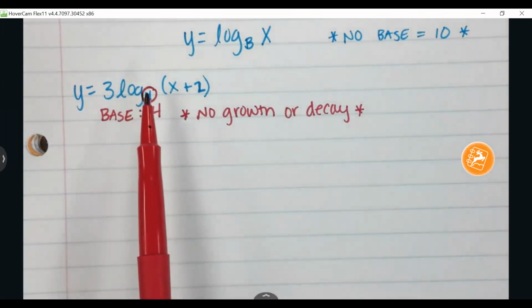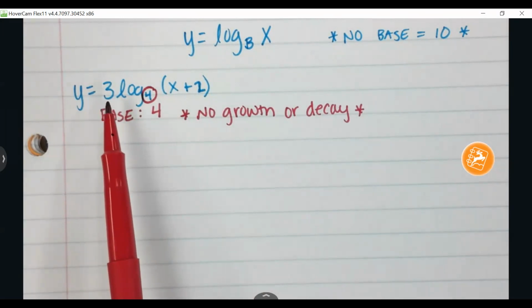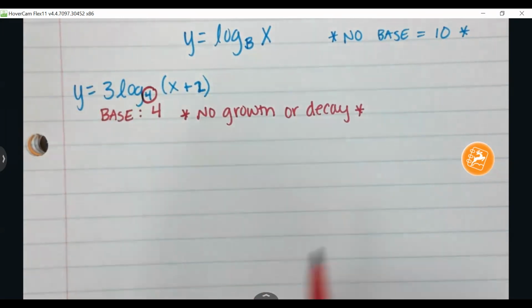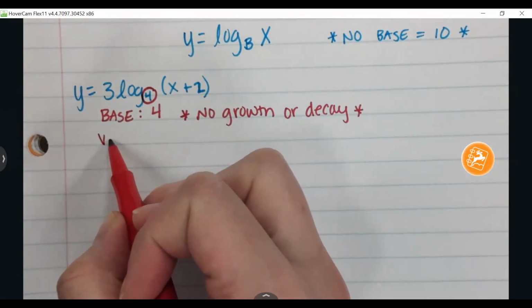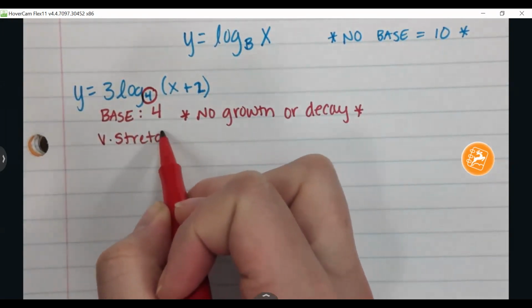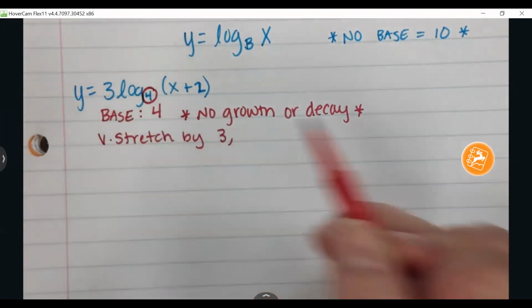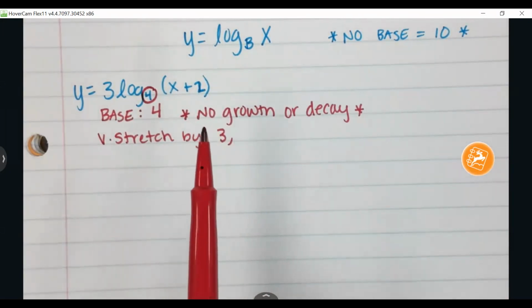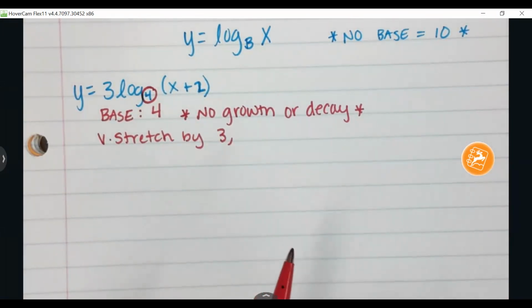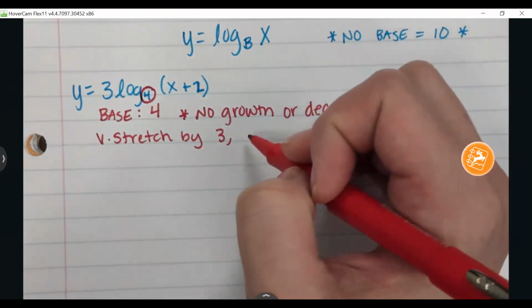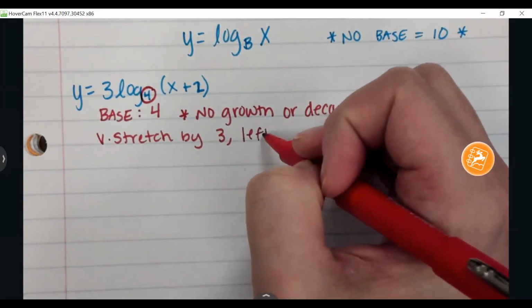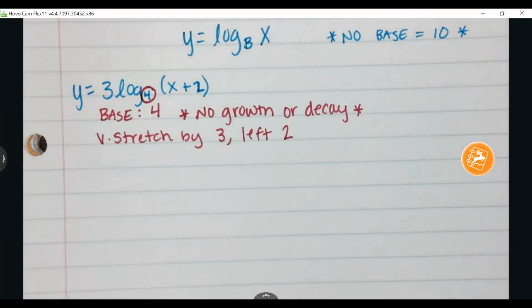Okay, let's talk about our transformations. I see a 3 in the very front. What does a 3 in the front mean? A vertical stretch by 3. And I see a plus 2 inside parentheses with the letter X. So that would be left 2.